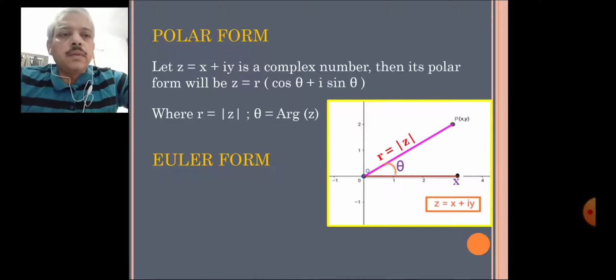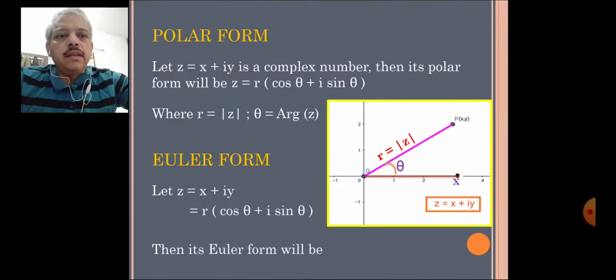So that is the polar form. Now the Euler form. Euler gave the identity cos theta plus i sin theta is equal to e to the power i theta. So if we replace cos theta plus i sin theta by e to the power i theta, we will get the Euler form. So the Euler form will be r e to the power i theta.